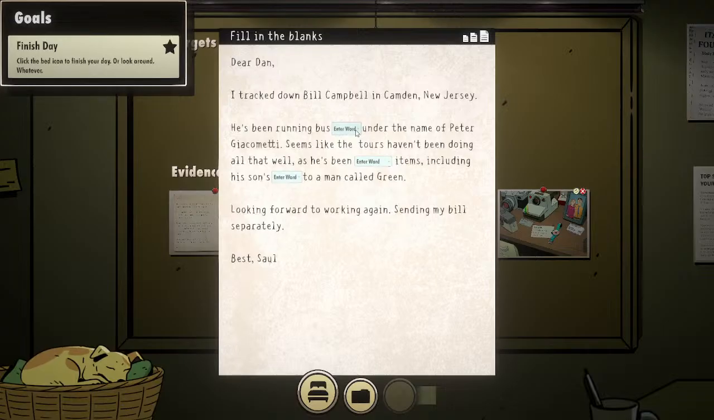Dear Dan. Oh, look, it's a Golden Idol thing. He's been running bus tours. I tracked down Bill Campbell in Camden, New Jersey. He's been running bus tours under the name of Peter Giacometti. Seems like the tours haven't been doing all that well, as he's been pawning items, including his son's watch, to a man called Green.